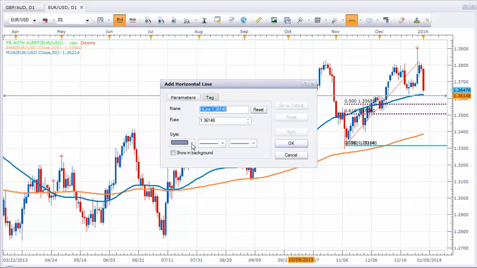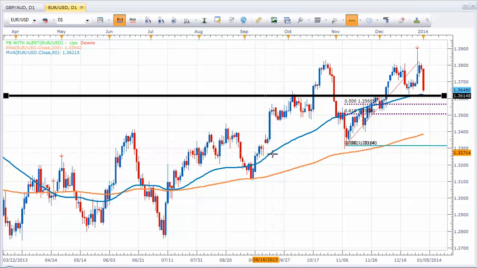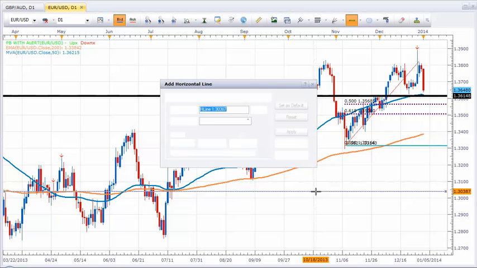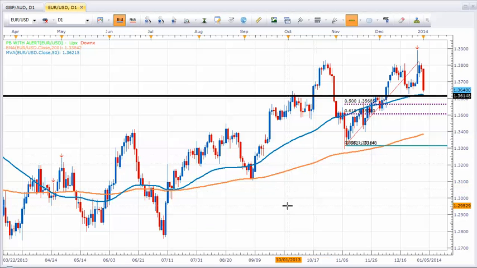The horizontal lines are the ones that I personally look at the most, so I'll make them nice and thick, so they stick out the most. Okay, so this is interesting. Perhaps an opportunity is coming soon.